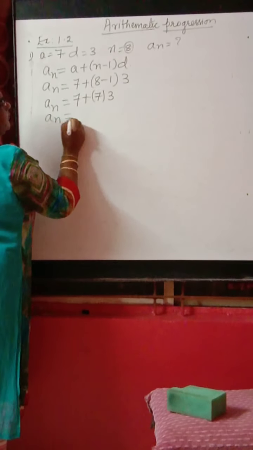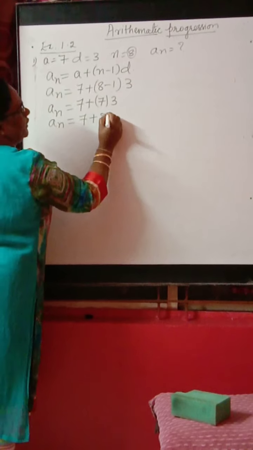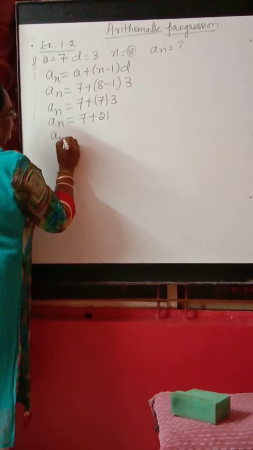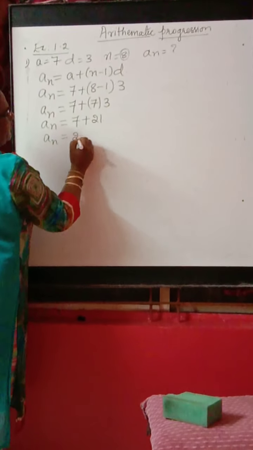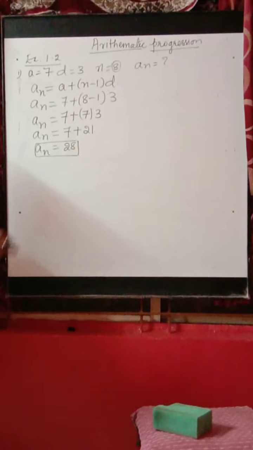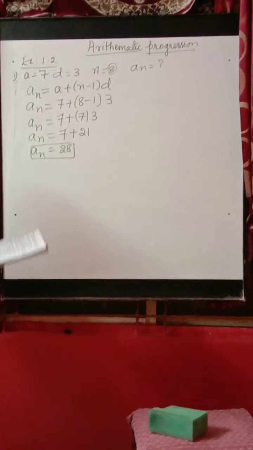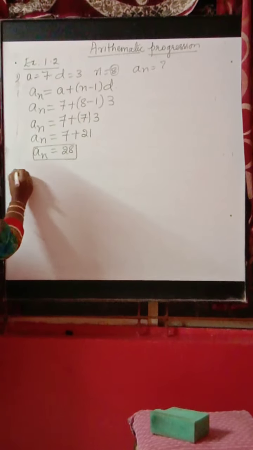Therefore, AN is equal to 7 plus, 7 3s are 21. Therefore, AN is equal to 7 plus 21, which is equal to 28. Therefore, the 8th term in this sequence is nothing but 28. Okay. Let us take the second problem.